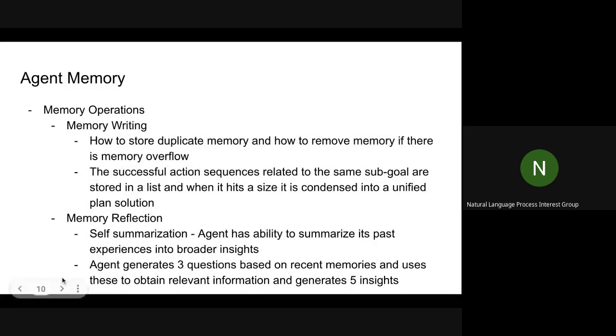Yeah, here. So this one, the memory reflections one's from generative agents. The agent generates 3 questions based on recent memories and uses these to obtain relevant information. And then it generates 5 insights. And then those insights get stored in the long-term memory. So it's essentially like generating its own reflections.